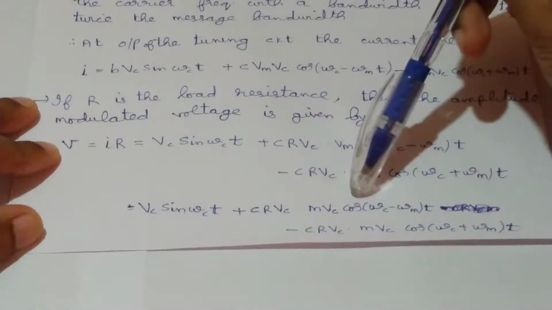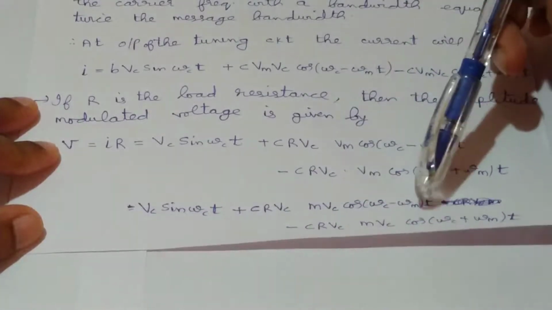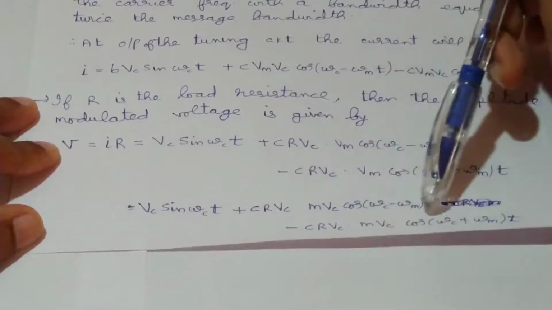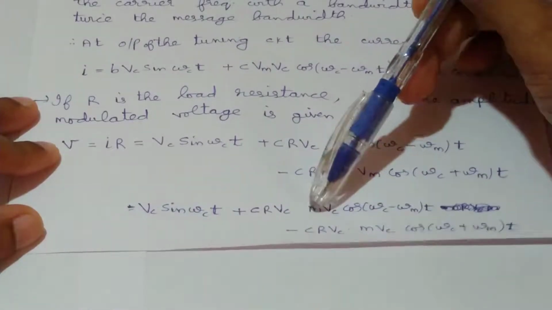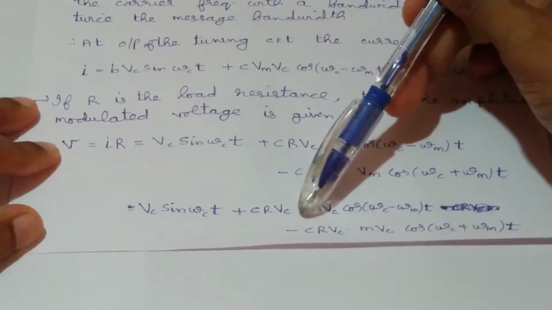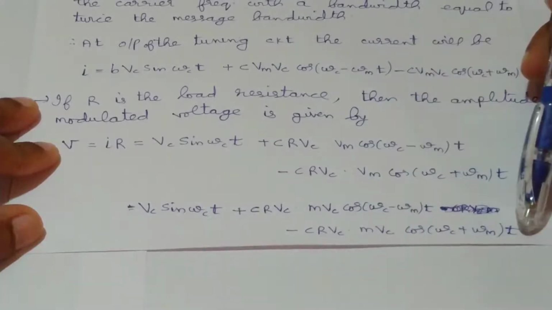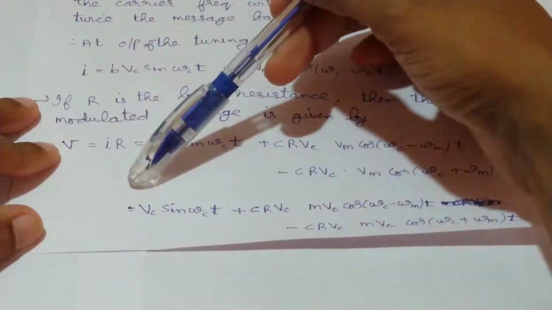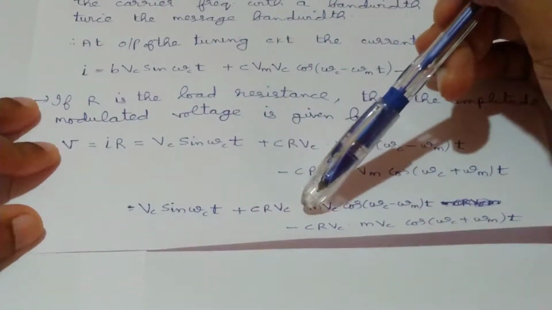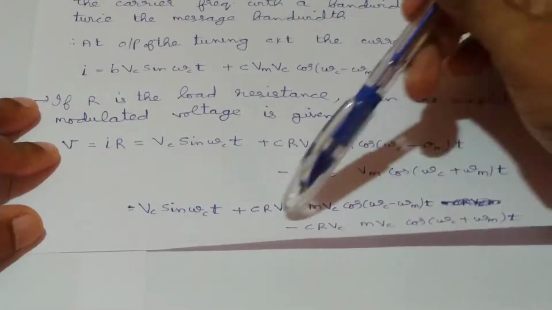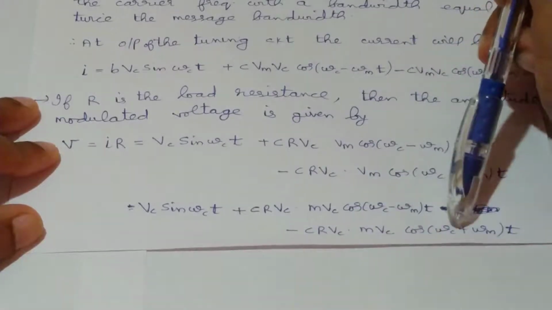Now we know when we consider our lower sideband component, it is m Vc by 2 cos (omega c minus omega m) t, and our upper sideband component is m Vc by 2 cos (omega c plus omega m) t. So to get that relation here, I am going to multiply this term with 2 and divide it by 2. Okay, and also I am going to multiply this term with 2 and divide it by 2. Then I can rewrite this equation as V equal to Vc sin omega c t plus C R Vc into 2 into m Vc by 2 cos (omega c minus omega m) t minus C R Vc into 2 into m Vc by 2 cos (omega c plus omega m) t.